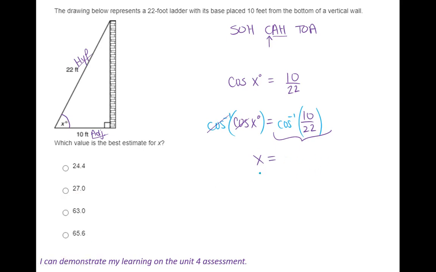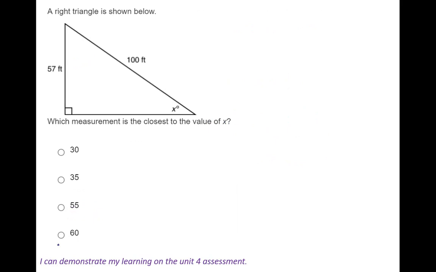And so I have, oopsie, wrong color. 62.964. And continuing, when I look at my answer choices, that most closely goes with 63. So remember, you're looking for which value is the best estimate. So that's the closest. All right, then that's it for that one. Let's go on to the next one.